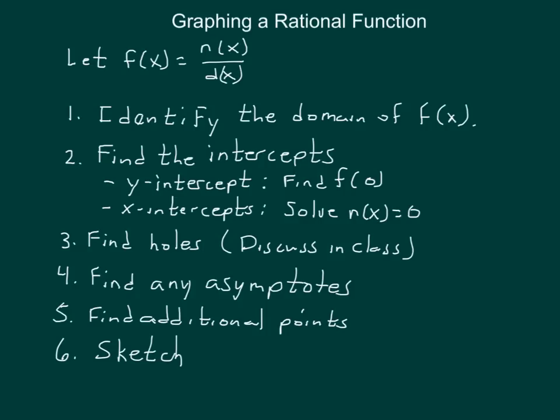The first thing you want to do is identify the domain of f of x, which is wherever the denominator is equal to 0, because those are the values we cannot use. The second thing we want to do is find the intercepts. The y-intercept happens when you put 0 in for x. For x-intercepts, the only time a fraction is ever equal to 0 is when the numerator is equal to 0. So to find the x-intercepts, I'm just going to take the numerator, set it equal to 0, and then solve that polynomial.